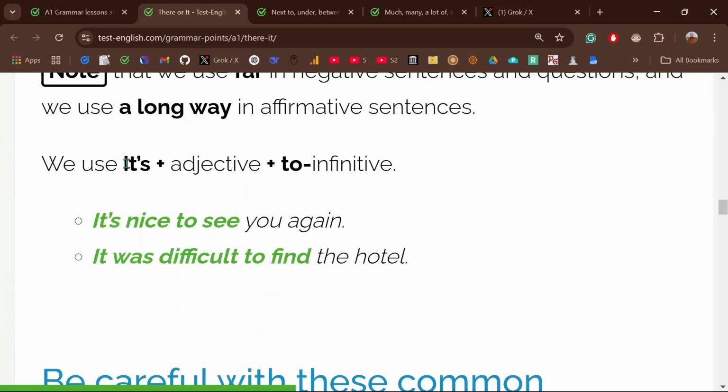Okay, let's see this. It's adjective and "to" with infinitive. "It's nice", this is the adjective, you see. It is nice to see you. It was difficult to find the hotel. You see, "it" has no meaning.